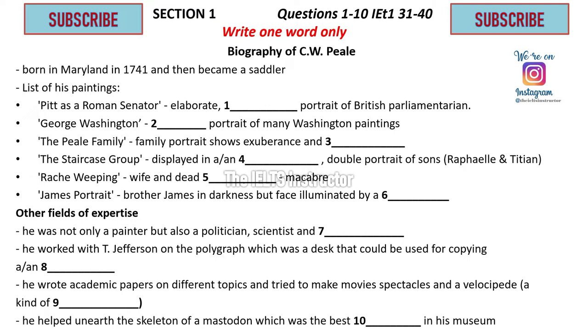Even as far back as 1772, we can see his desire for difference in Rachel Weeping. It's a rather macabre portrait of his first wife crying over the death of one of their children, their daughter Margaret. I'd like to show you one more slide to demonstrate his innovative approach. This is a portrait of his brother, James, sitting at his desk at night, with only his face illuminated by a lamp. This was painted much later than the others, in 1822.